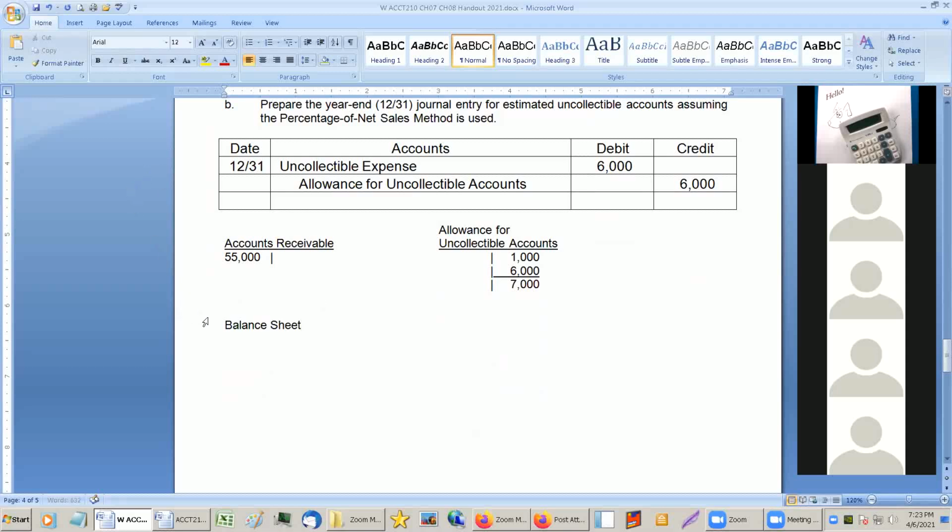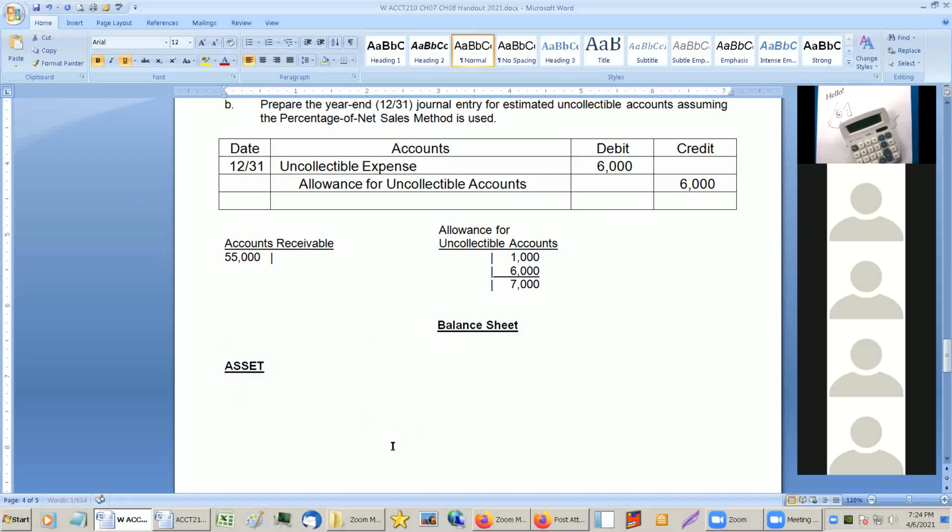What kind of an account is accounts receivable? Oh, come on. What kind of account is accounts receivable on the balance sheet? I'll give you a few choices. Could be an asset, could be a liability, or could be equity. Asset. Yep. Good. So underneath the assets, a current asset would be more precise, but asset's fine.